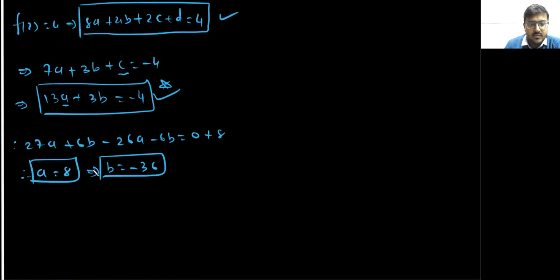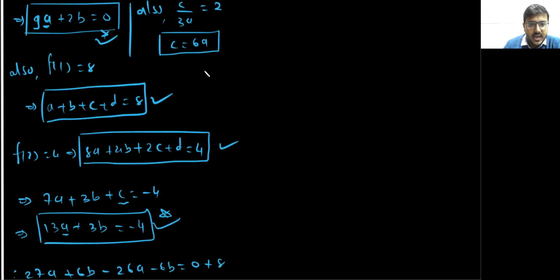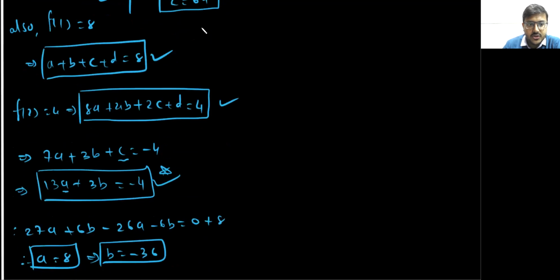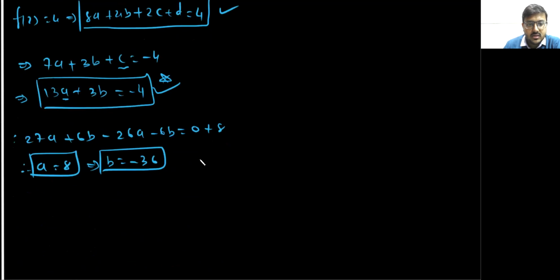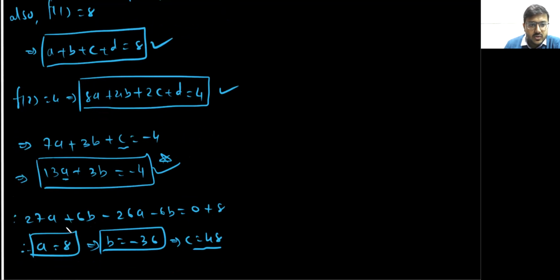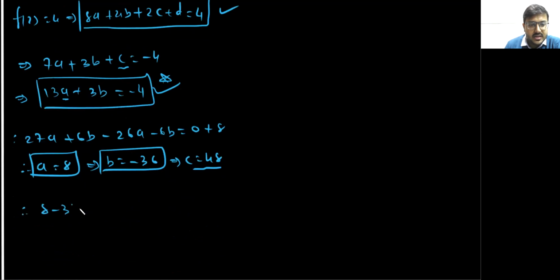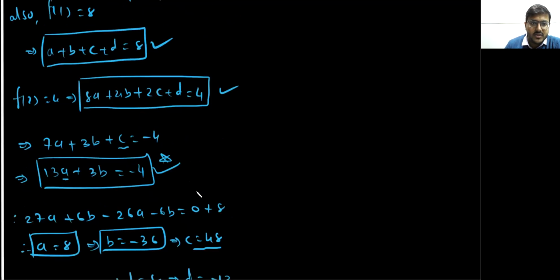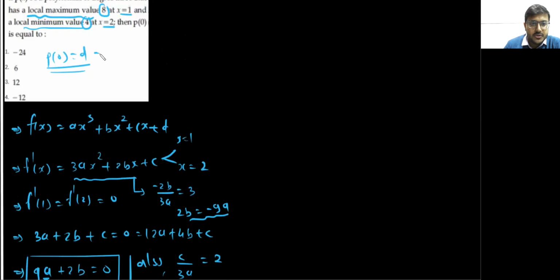So here we get a, we have b. So if we have a, from this equation c is equal to 6a, I will get c as 48 also. And then now let's put all these values into a plus b plus c plus d equals 8. So therefore what will I get? I will get 8 minus 36 plus 48 plus d is equal to 8. So we'll get d equals, 8 8 cancel, minus 36 plus 48, that is minus 12, right? And hence your p of 0 is equal to d, which is equal to minus 12.